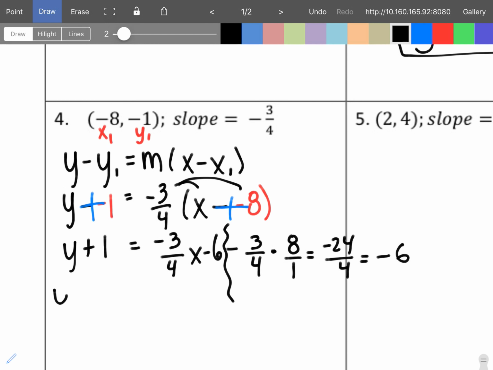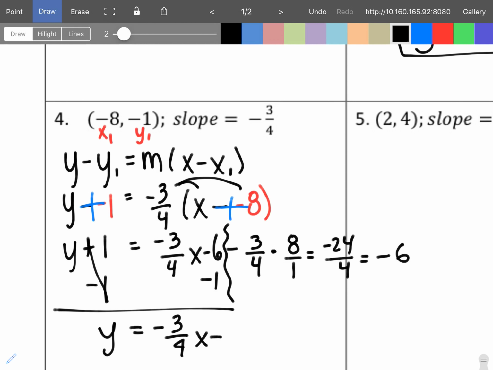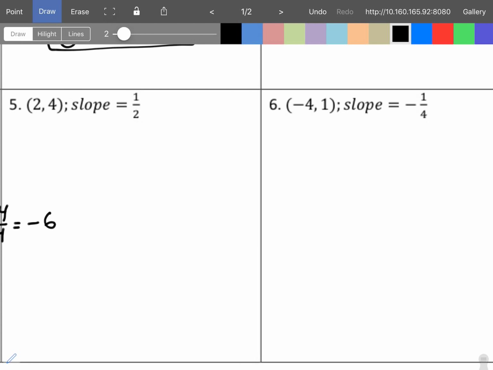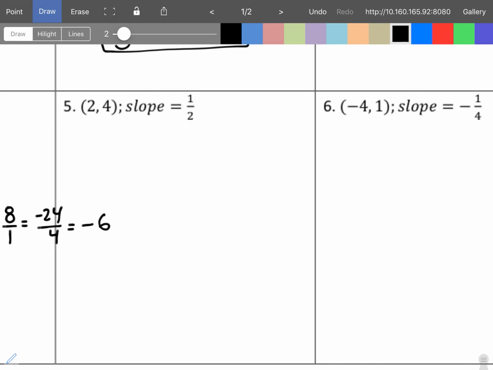And then I'm just going to solve like normal. I'm going to subtract 1 from both sides. That cancels, and I have y equals -3/4 x minus, well, -6 minus 1 is a -7. Okay, I want you guys to try number 5.